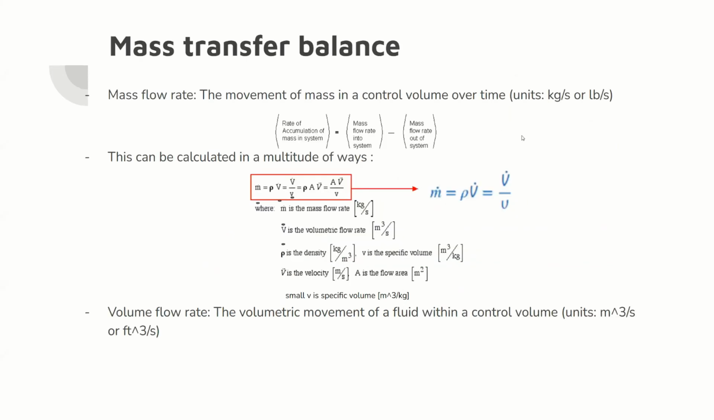Mass transfer balance. This can be quite important, usually when you find exercises that say your process is steady. Mass flow rate is just the movement of mass within a control volume with respect to time, usually denoted by units of kilograms divided by seconds or pounds divided by seconds. And these can be calculated in multiple ways: density times volumetric flow rate, volumetric flow rate divided by specific volume, density times area times velocity, or area times velocity divided by specific volume.